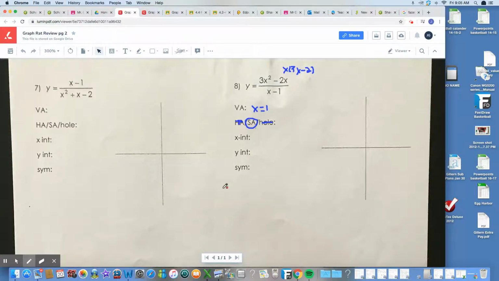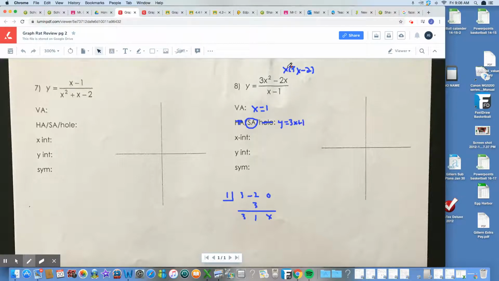To figure out the slant, we are going to do synthetic division. 1, because that's what makes that equal to 0. We put a 3, negative 2, and a 0. Remember, we don't care about the remainder. We don't care about whatever comes here. Bring down the 3, multiply by 1, you get a 3, and it adds up to 1. So it's y equals 3x plus 1. All right, that is our slant asymptote.